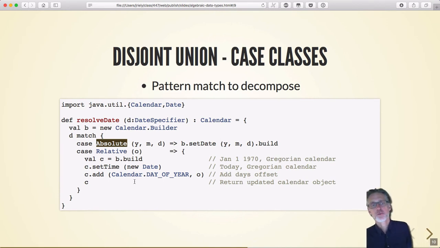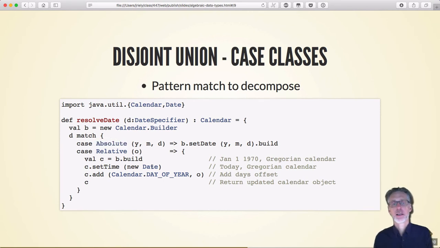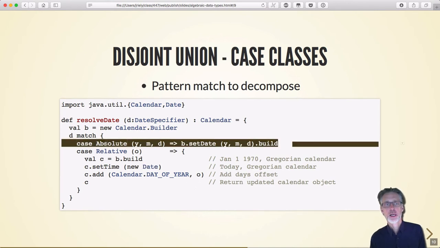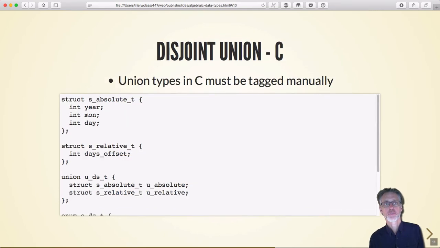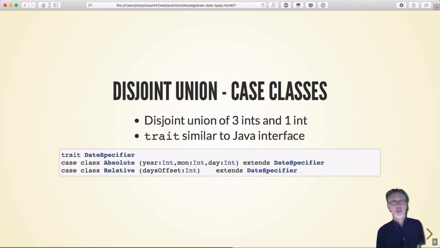And if it's relative, well, we need to get the current day. So this is using Java's date object, which will give me the current time. And then we can do whatever we need to set the object to the appropriate time. Okay, so this is code which is looking at the two possible cases and generating the two possible results. Make sense? I hope so.